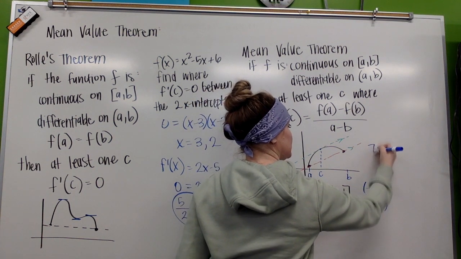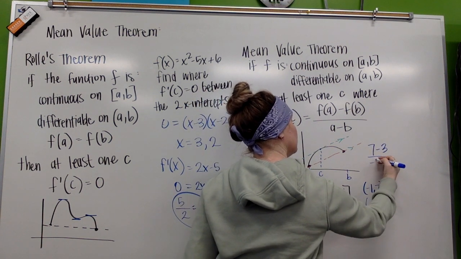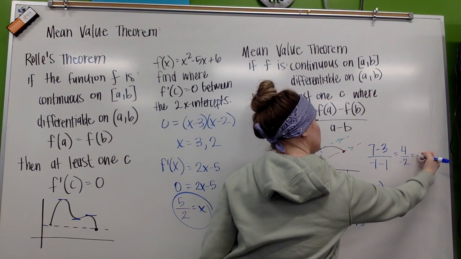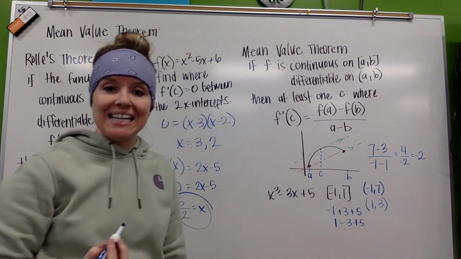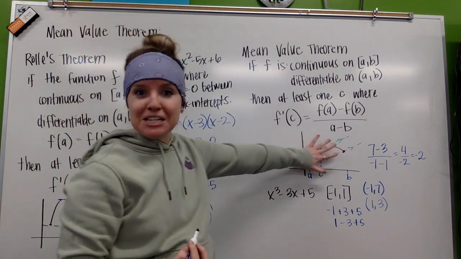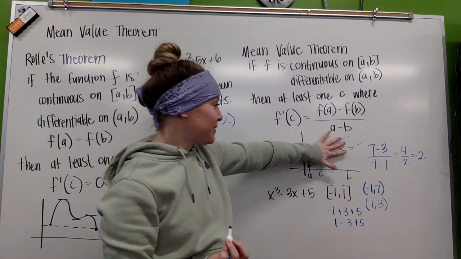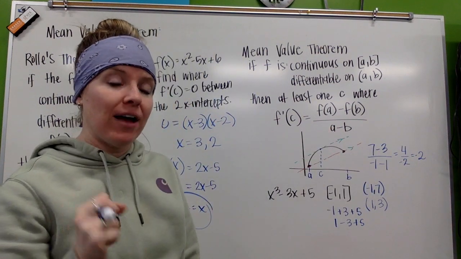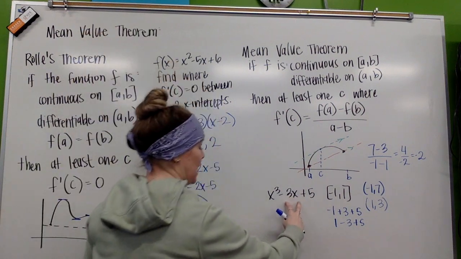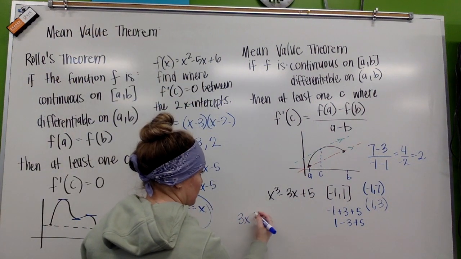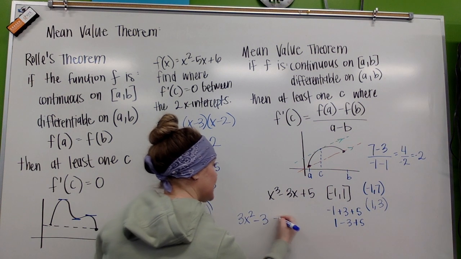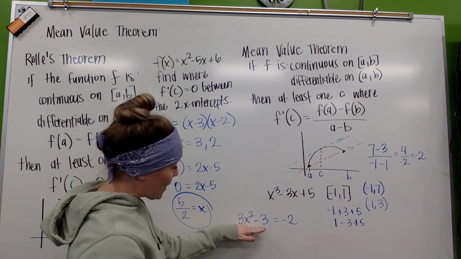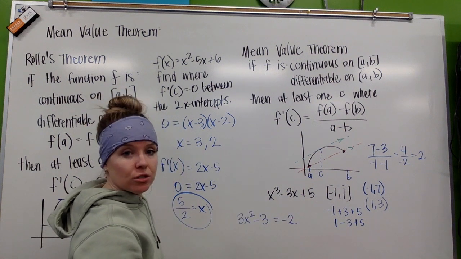So I'm going to do 7 minus 3 over -1 minus 1. So I'm going to get 4 over -2. That slope is -2. Obviously, it's not this. It's an example problem. So my slope is negative 2. I want to know where else that graph has a slope of negative 2. So I'm going to take the derivative, which is 3x squared minus 3, and I'm going to set it equal to negative 2. Where does my derivative equal negative 2?